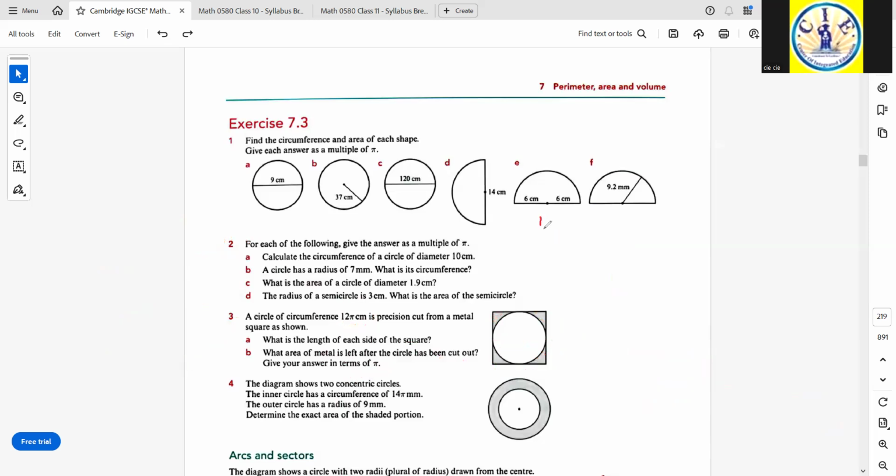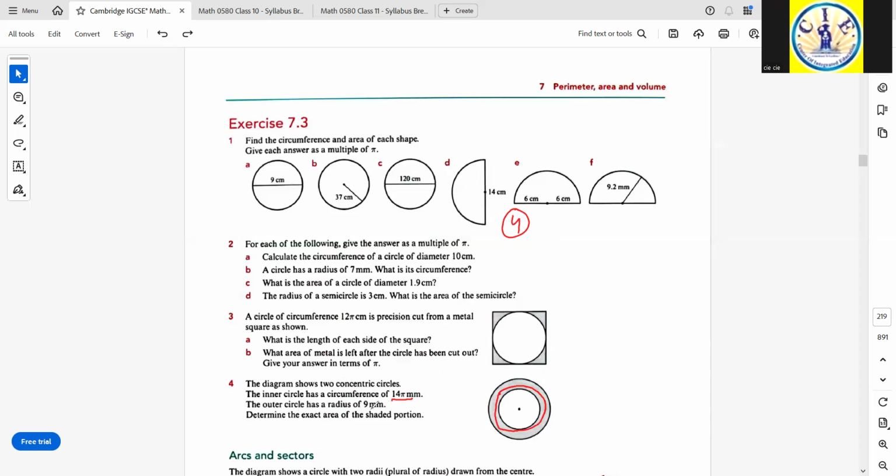Then it is question number 4. The diagram shows two concentric circles. Concentric circles are those circles which have a common center. The center of this circle is the same as the center of this outer circle. So that's why these are called concentric circles. Okay. The inner circle has a circumference of 14 pi millimeters.